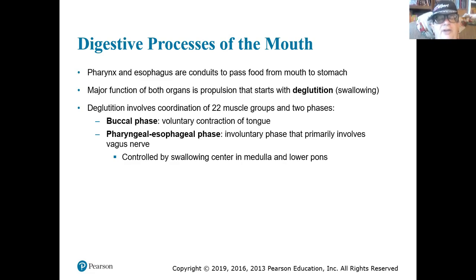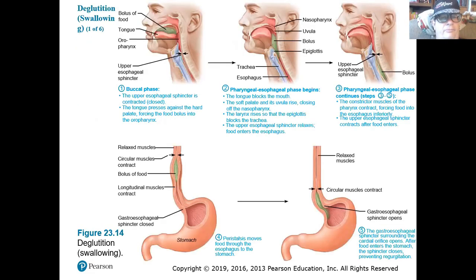Deglutition involves 22 different muscle groups and 2 phases. In the buccal phase, there is voluntary use of the tongue. When we get to the pharyngeo-esophageal phase, it's involuntary. It's mostly the vagus nerve that's controlling this. Swallowing is controlled by the medulla and the lower pons. Those are brain stem functions, if you remember AP1. All right.